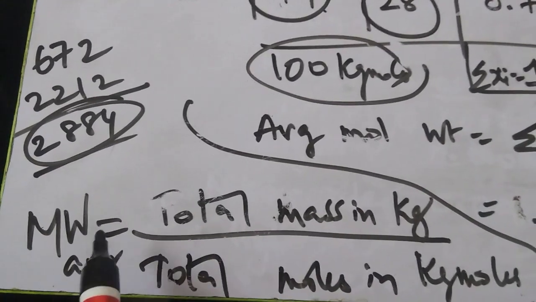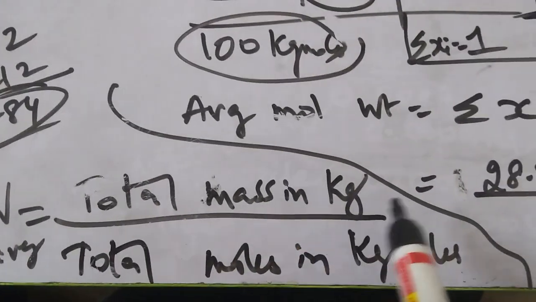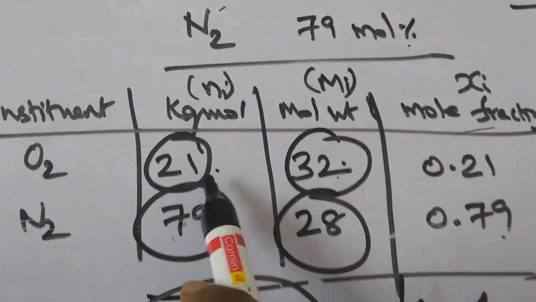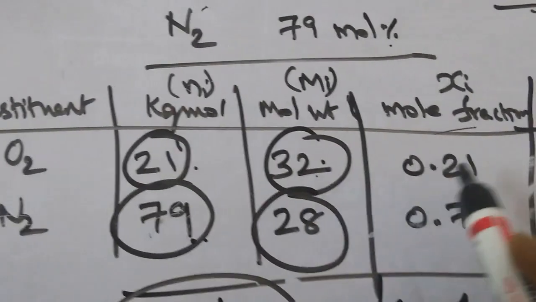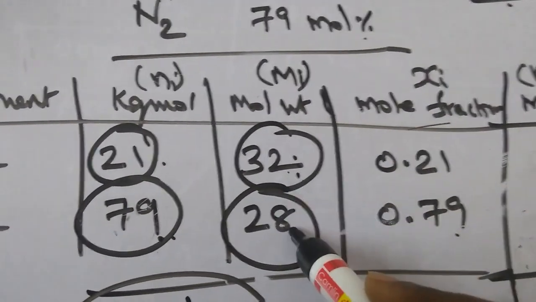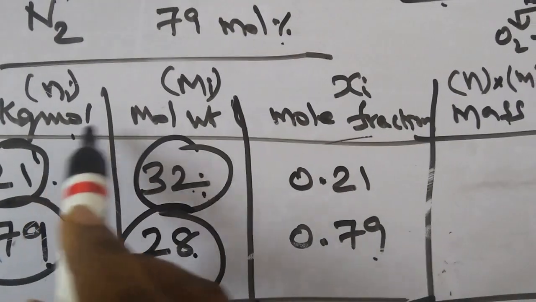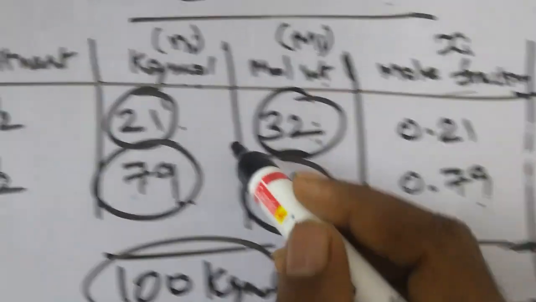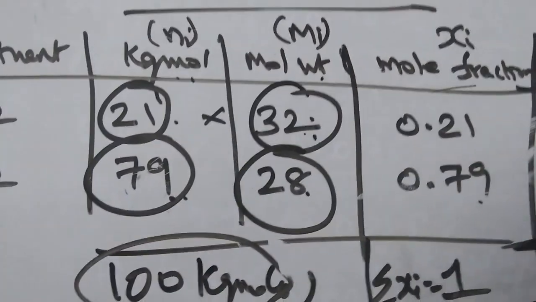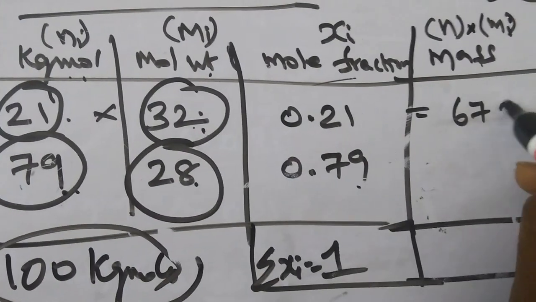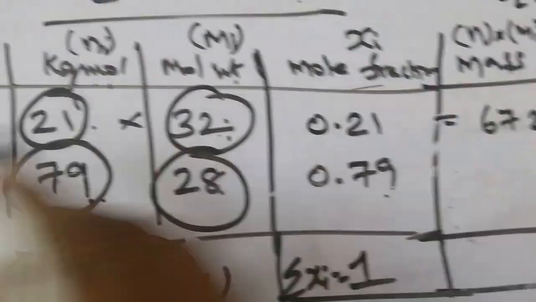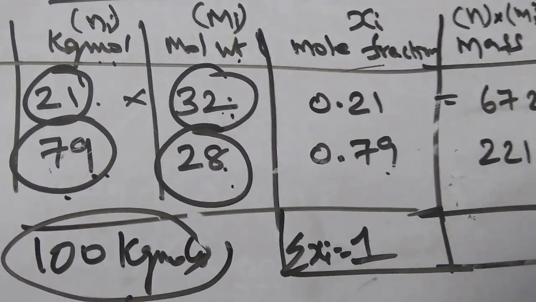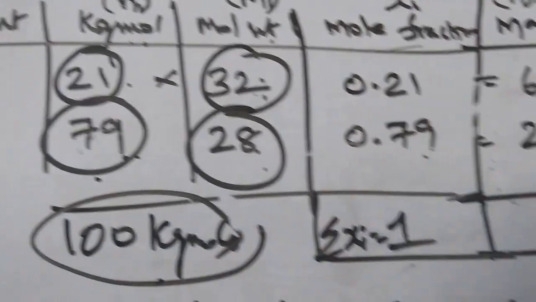The other way of determining the average molecular weight is total mass in kg divided by total moles in kg moles. We have taken a basis of 100 kg moles, that is 21 kg moles and 79 kg moles. We can convert kg moles to mass by multiplying by kg per kg mole. So 21 into 32 gives 672 kg of oxygen, and 79 into 28 is 2212.